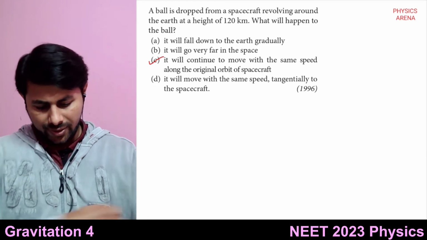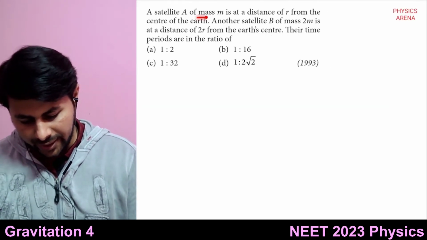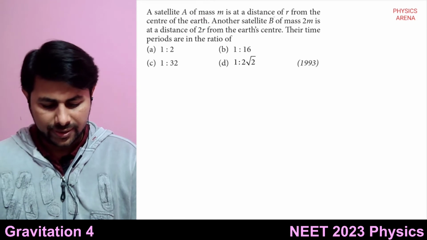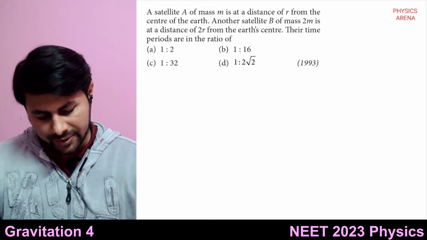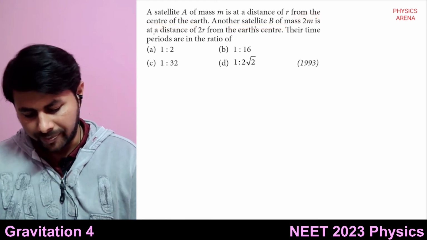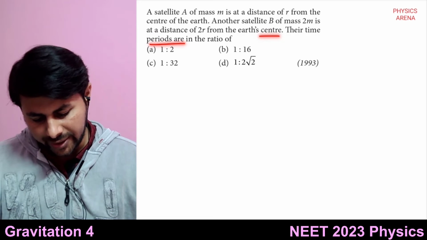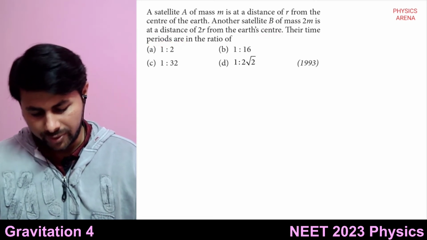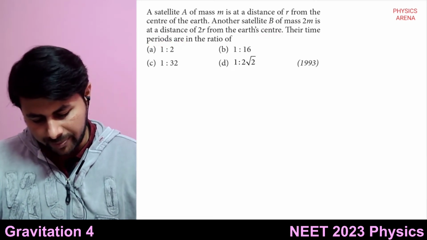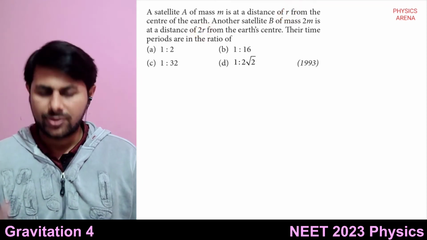Okay, so let's see the next question. A satellite A of mass m is at a distance r from the center of Earth. Another satellite B of mass 2m is at distance 2r from Earth's center. Their time periods are in the ratio of. Okay, so what are the ratios of time periods? So the ratio of radii is 1 is to 2.